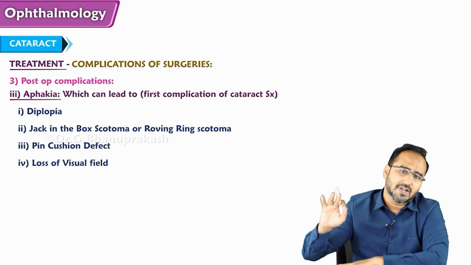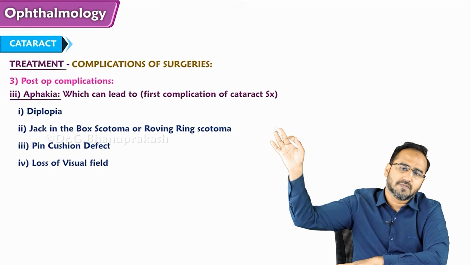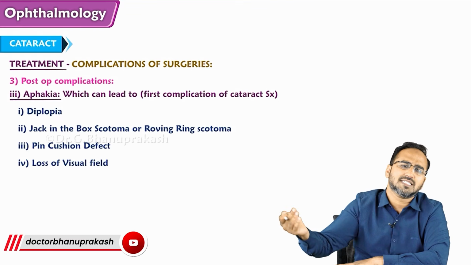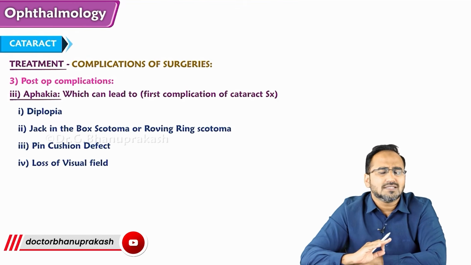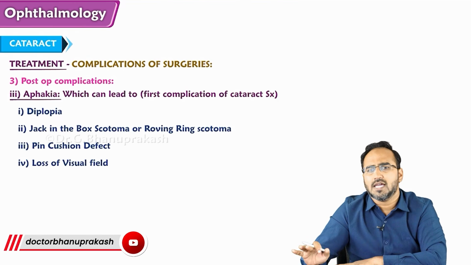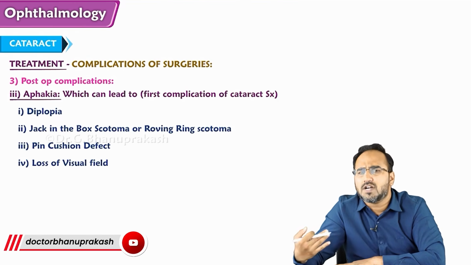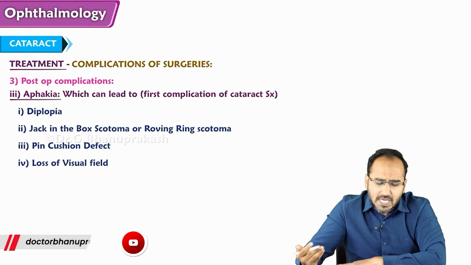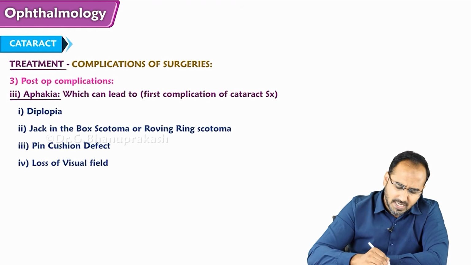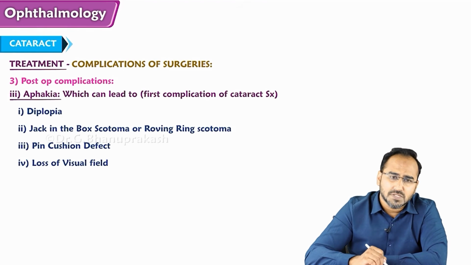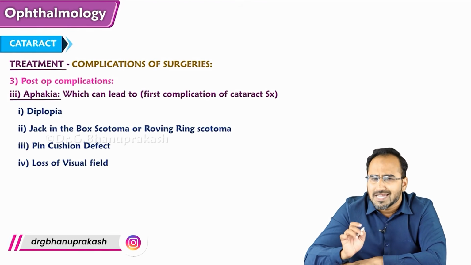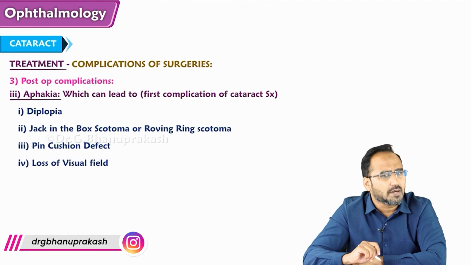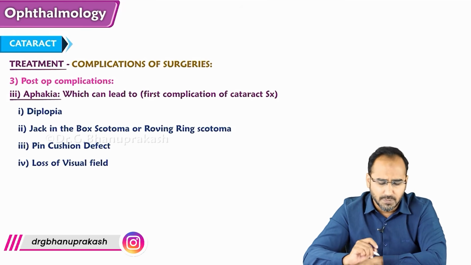Aphakia was seen when ICCE was done. In ICCE, we were removing the lens as well as the capsule, whereas nowadays, there is no aphakia. But if at all aphakia is seen, an aphakic patient will complain of diplopia and scotoma. Scotoma is what, guys? Localized loss of vision surrounded by good normal vision. That is called scotoma.